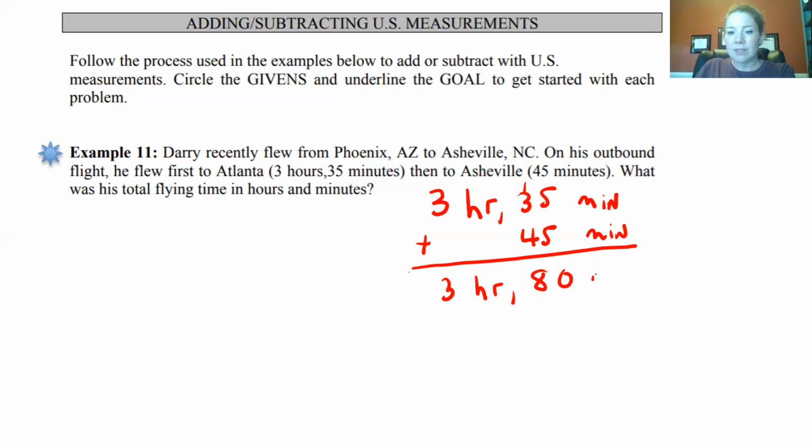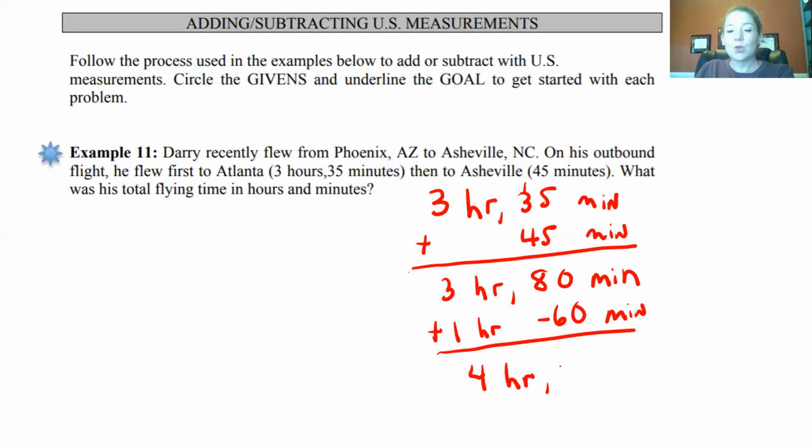He flew 80 minutes. Well, we don't walk around and tell people it took us 80 minutes to do much of anything. So we're going to subtract 60 minutes from 80, and that will give us an extra hour. So when we subtract 60 minutes, we get to add an hour. So that gives us a total of 4 hours and 20 minutes, right? So it took Daryl a total of 4 hours and 20 minutes to get from Phoenix to Asheville. All right, I'm going to erase that.